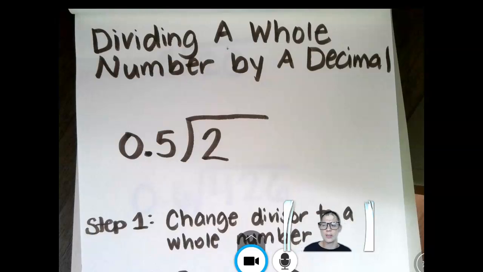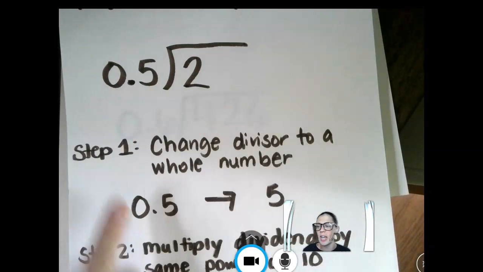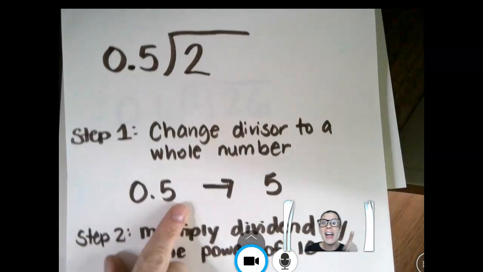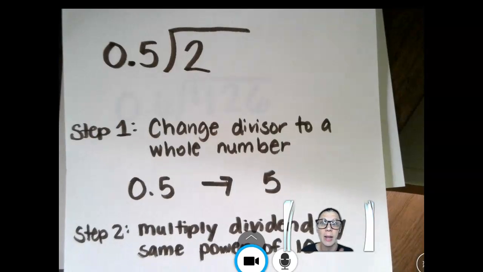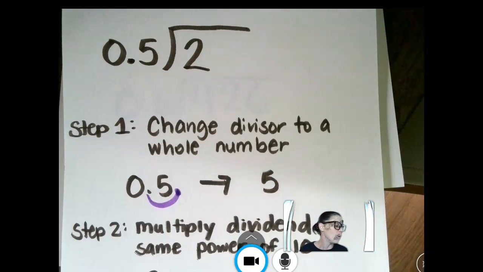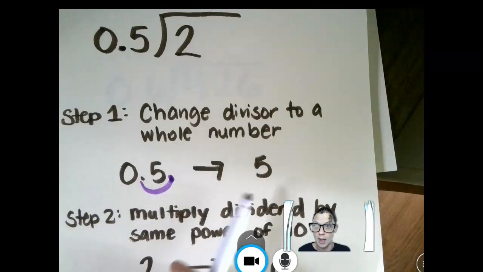So there's a couple of steps here. First, I can't have this 5/10. I've got to change that divisor to a whole number. So basically, I've got to multiply that divisor by a power of 10. I have to multiply it by either 10, 100, or 1,000 to move that decimal over to make that number become a whole number. So if I have 5/10, I only have to move that decimal one time to make that number become a 5.